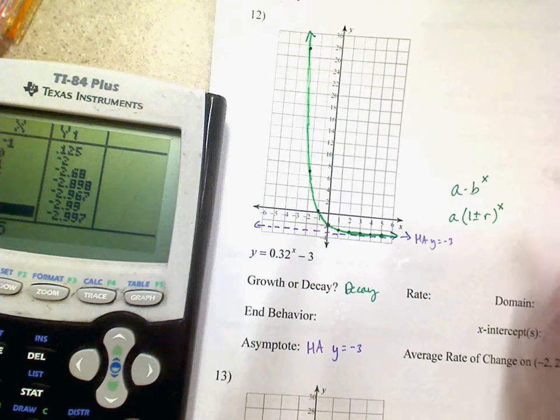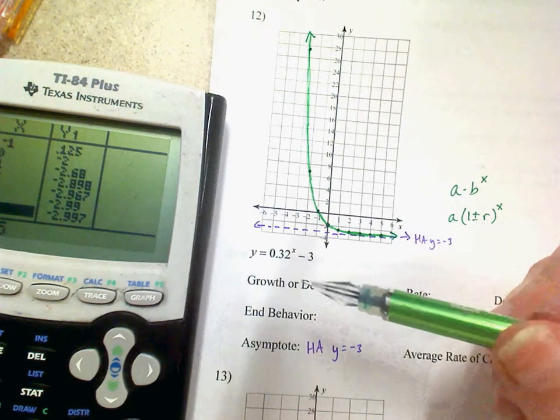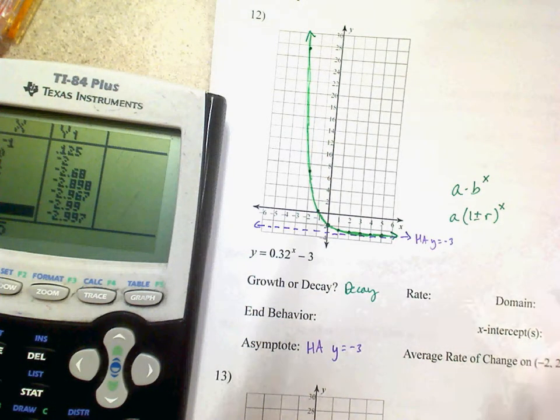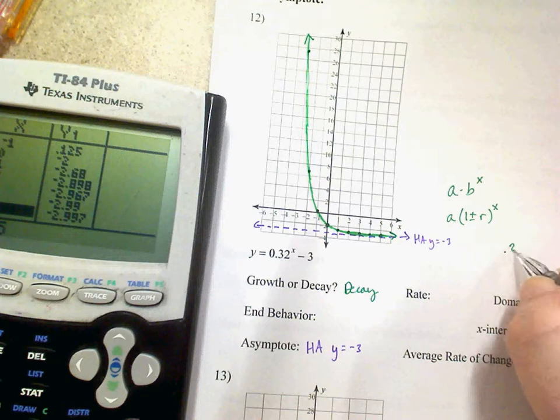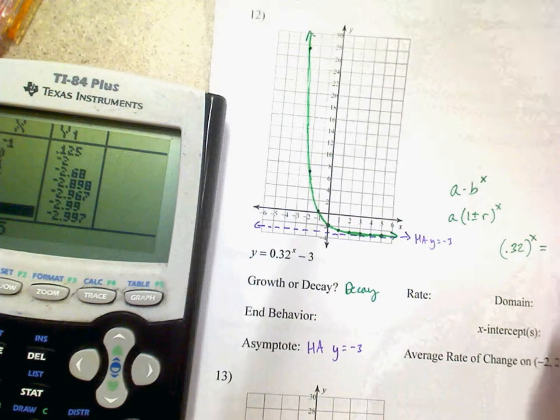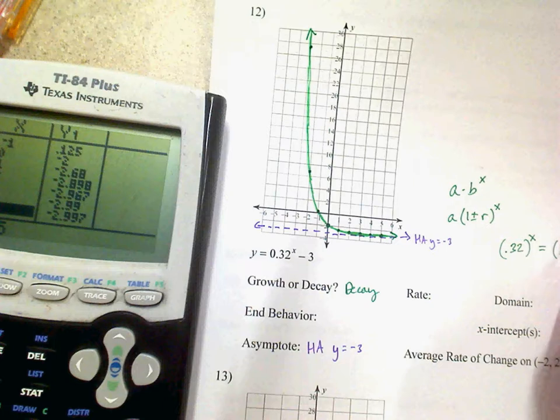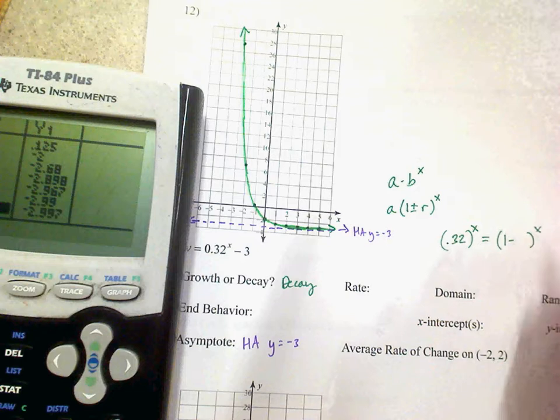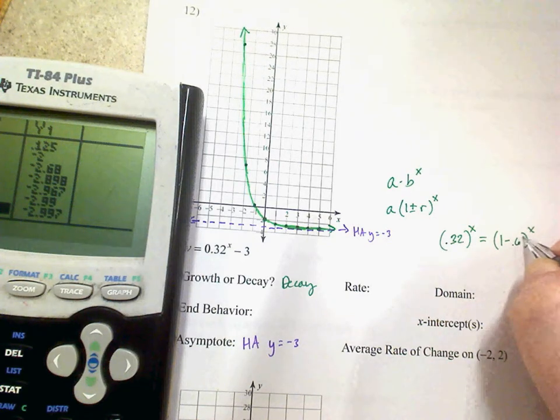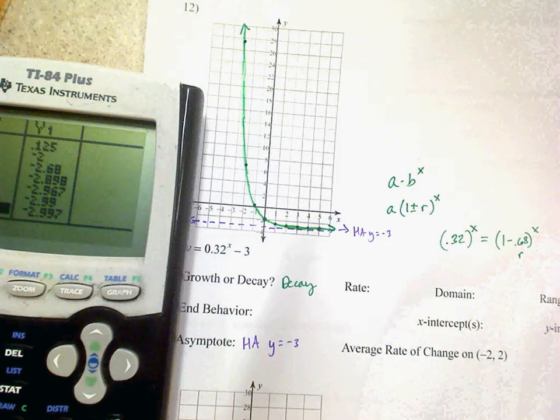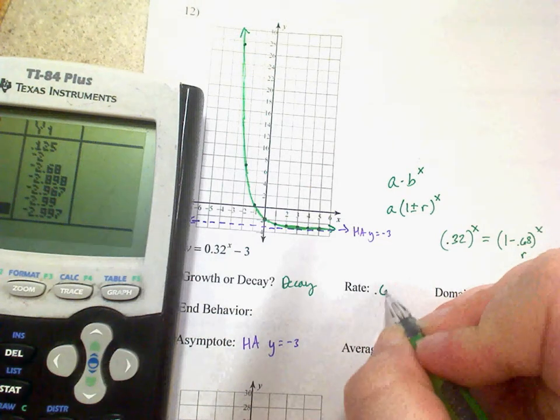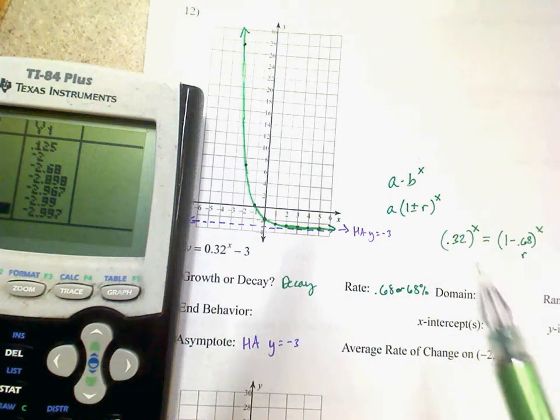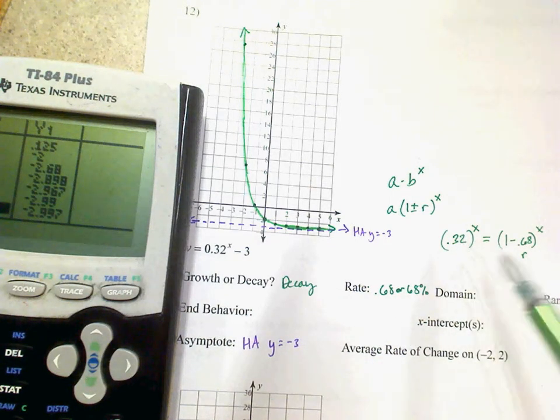Okay, so the question is, 0.32 translates to what rate? So what you have to do is think about this. 0.32 to the x is equivalent to 1 minus, and then 1 minus what? So 0.32 plus what gives you 1, and that is 0.68. So that means my rate is 0.68, yeah? So I'm going to write 0.68 or 68%, okay? So it's how far away it is from 1. I knew it was minus because 0.32 was less than 1, but if it was 1.32, then I would have 1 plus 0.32.